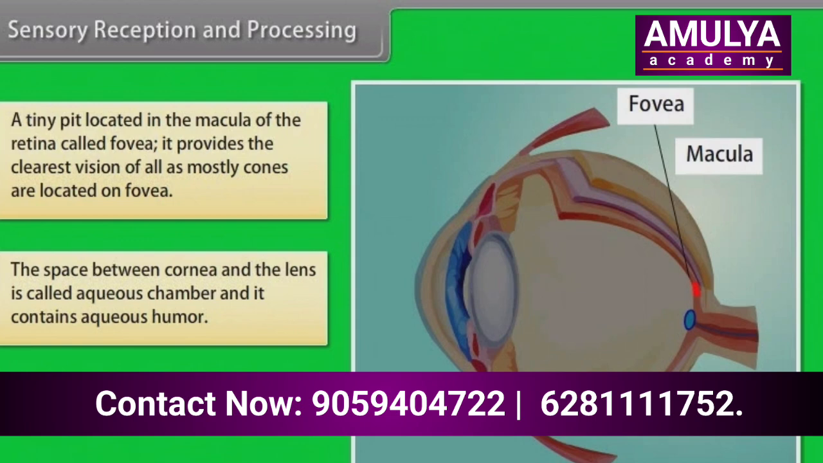The space between the cornea and the lens is called the aqueous chamber, and it contains aqueous humor. The space between the lens and the retina is called the vitreous chamber, and it contains vitreous humor.